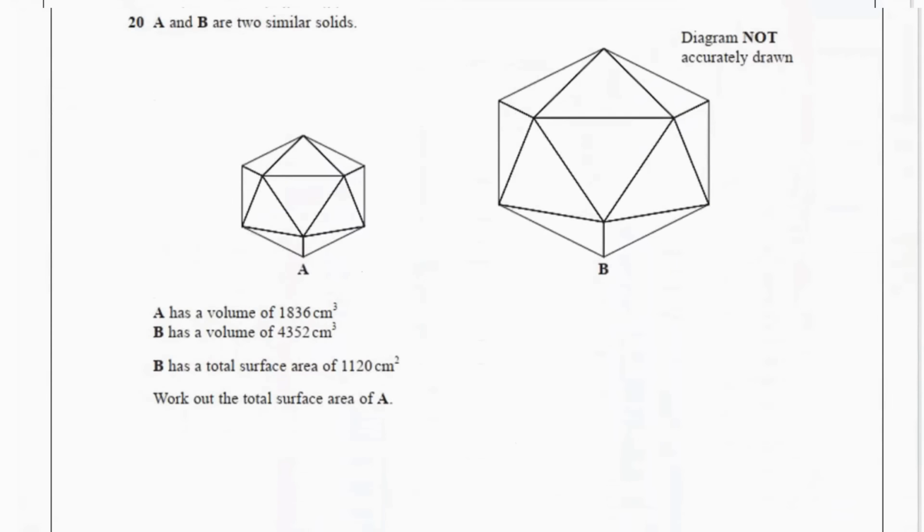Then, okay, next is similar shapes, which is in common with paper 1, so it's bound to come in paper 2. So it says that A has a volume of 1,836 centimeter cube and B has a volume of 4,352 centimeter cube. B has total surface area of 1,120 centimeters square. We have to work out total surface area of A. Using the volume of A and B, we're going to find a ratio for the height for A and B. So we know VA over VB is the same as HA over HB whole cube.